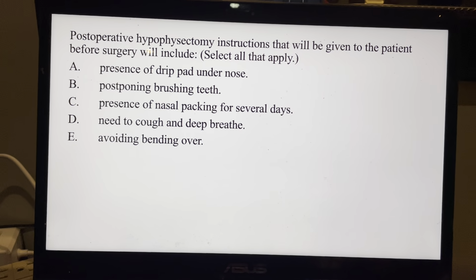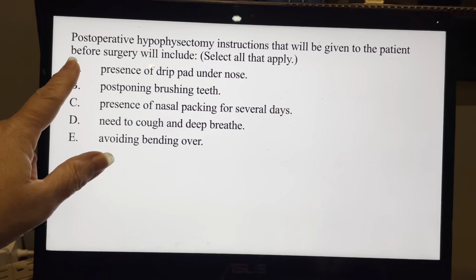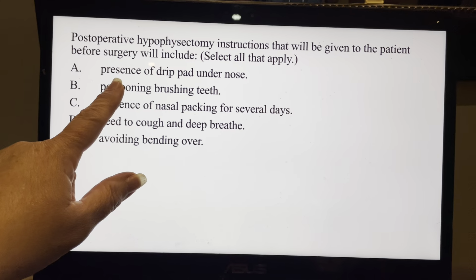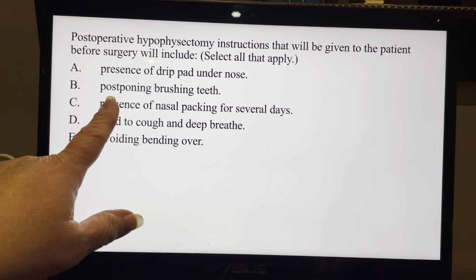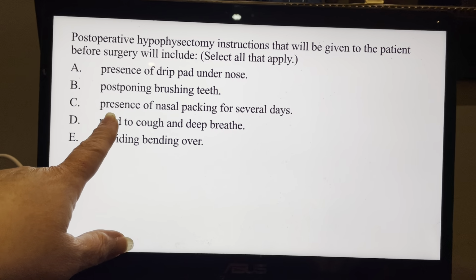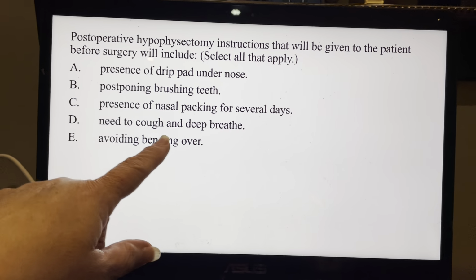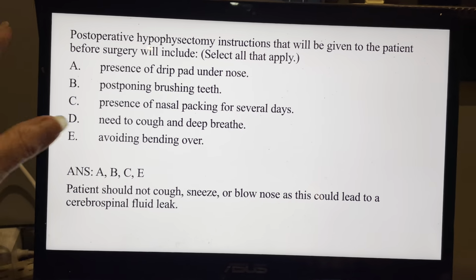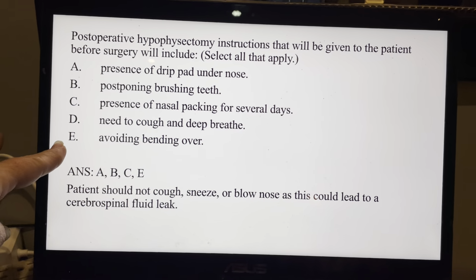Postoperative hypophysectomy instructions that will be given to a patient before surgery will include the presence of a drip pad under your nose, postponing brushing your teeth, presence of nasal packing for several days, the need to cough and deep breathe, avoid bending over. That's what they expect you to tell these people. And we're giving them post-operative instructions before surgery because they're going to be loaded as a goat when they come back from surgery. So it's A, B, C, and E.